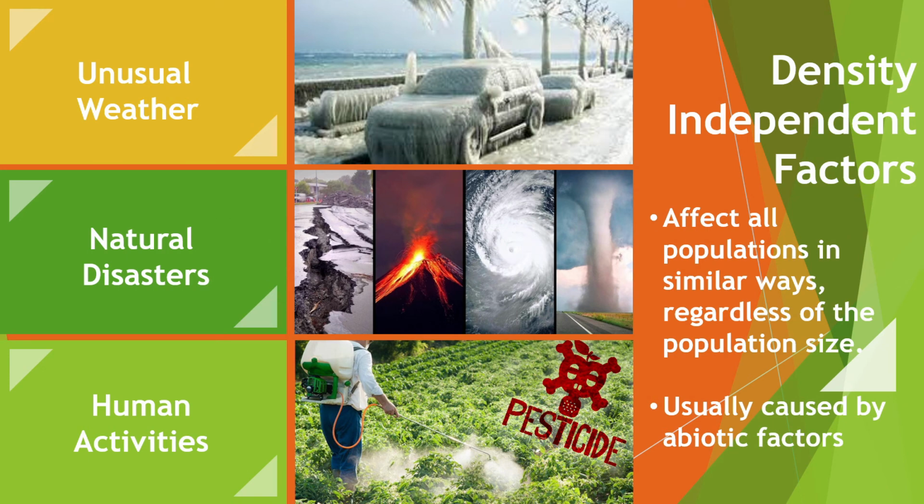The second one is density independent factors. These affect all populations in similar ways regardless of the population size. No matter how large or how small the population is, density independent factors may affect the population. Usually, it is caused by abiotic factors. For example, unusual weather, either extreme cold, extreme winter, or extreme high temperature in the desert. Natural disasters, for example, earthquake, tornadoes, volcanic eruptions, and also human activity.